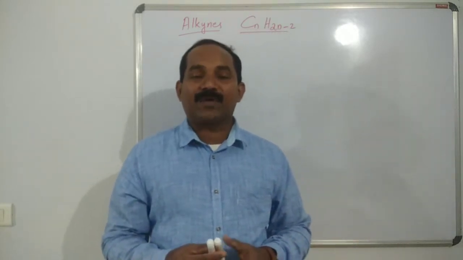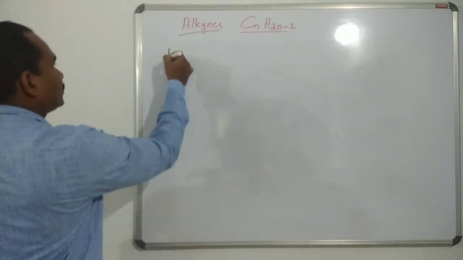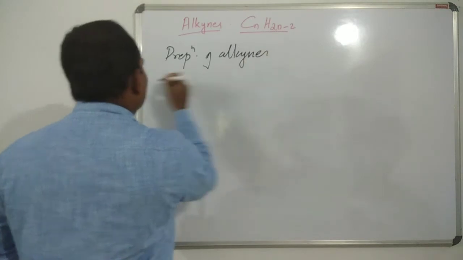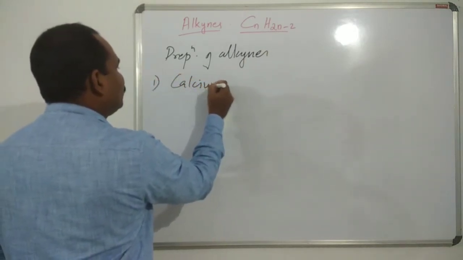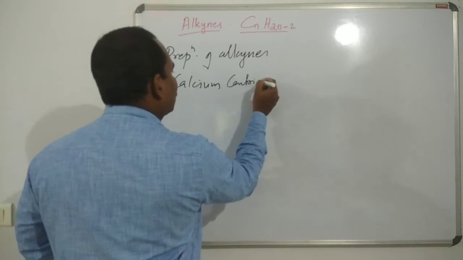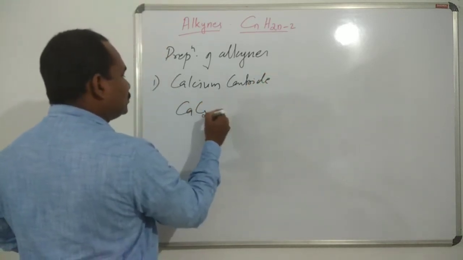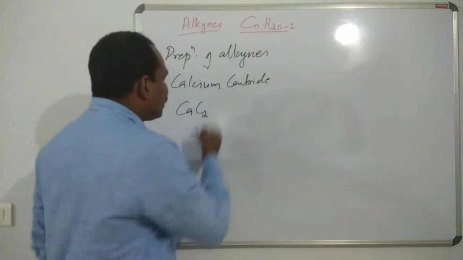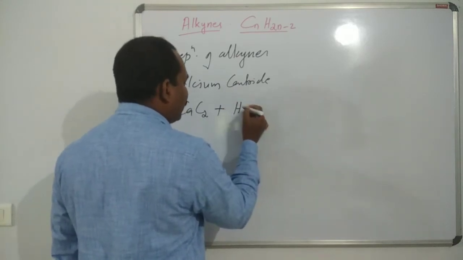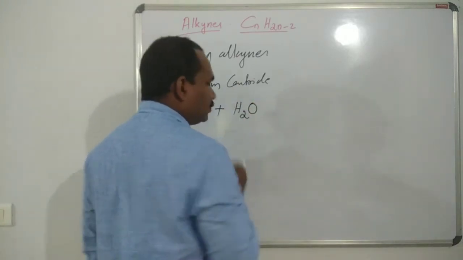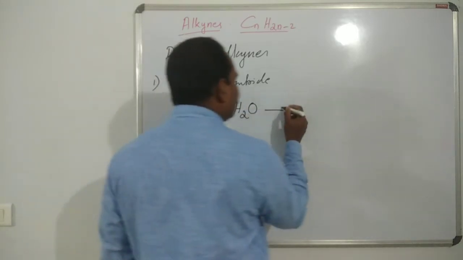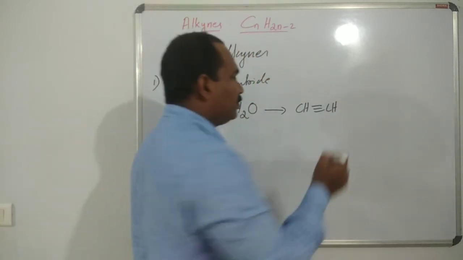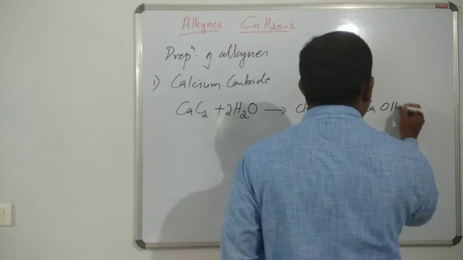First of all, from calcium carbide, preparation of alkynes. Calcium carbide, CaC2. This calcium carbide is hydrolyzed: CaC2 plus 2H2O gives CH triple bond CH, ethyne, plus calcium hydroxide.